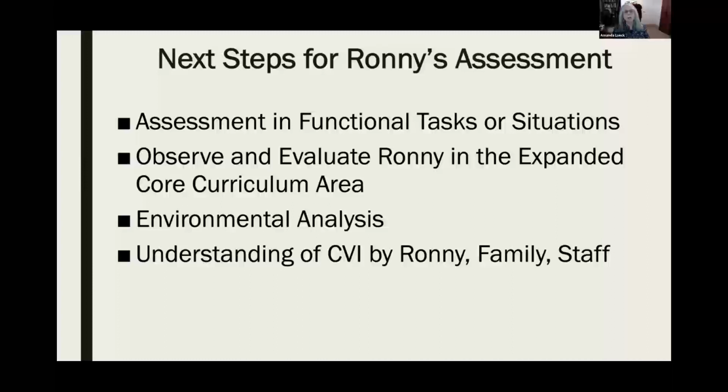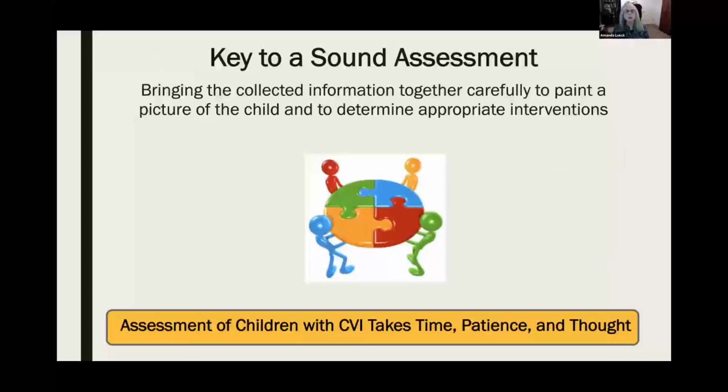Think about why Jack was avoiding walking across that busy playground when he actually could not see what was going on in that playground, and it was dangerous to him. And so his reluctance to walk across that playground was quite reasonable. So the key to a sound assessment is bringing the collected information together to carefully paint a picture of the child and to determine appropriate interventions.